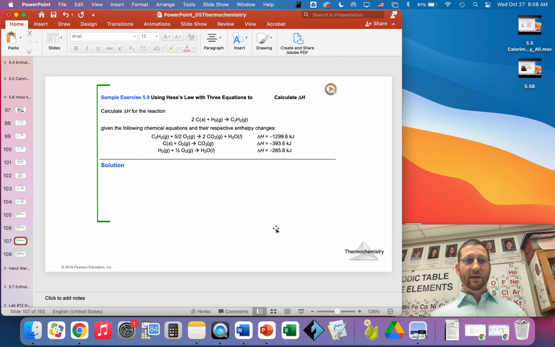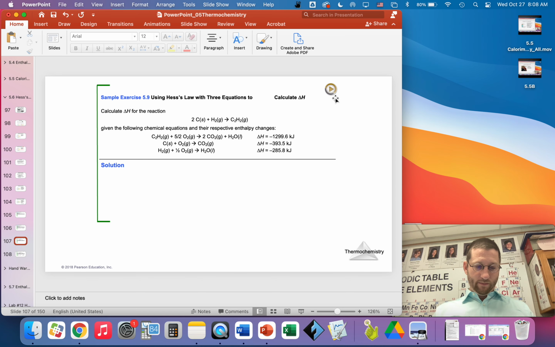All right, let's take a look at another sample exercise, 5.9. You'll notice that there's a little play button up here. Anytime you see that play button, that means the online textbook has a solved problem with a professor showing that example. The textbook does a nice job going through how to solve the problem. I'm going to solve the problem here, but if you just want to hear somebody else explain it, that's what that little play sign means.